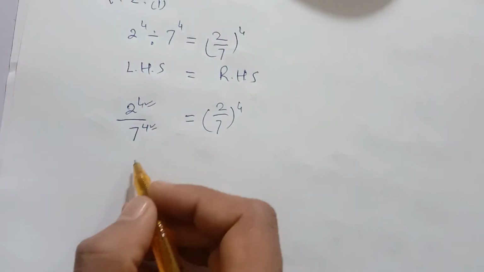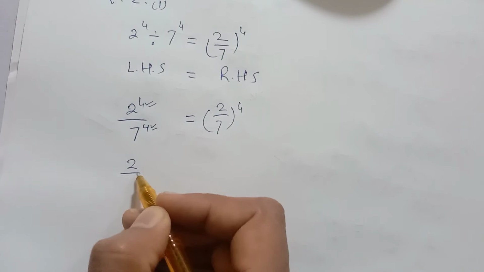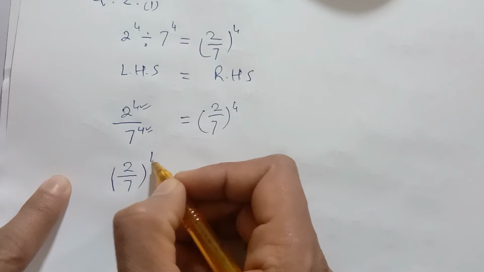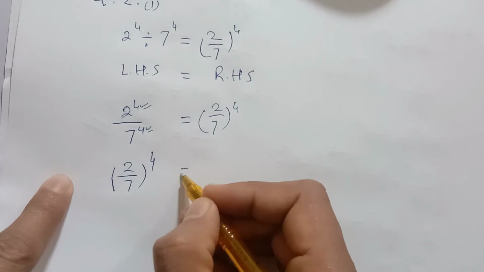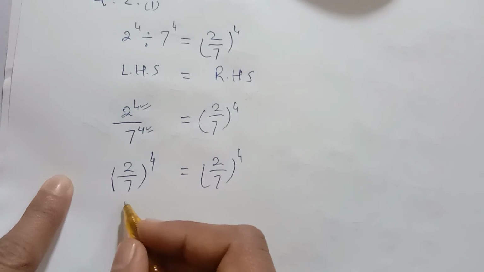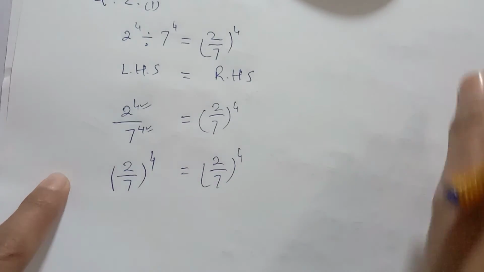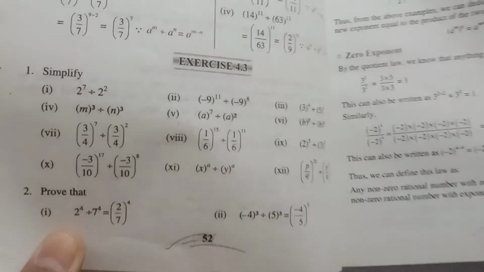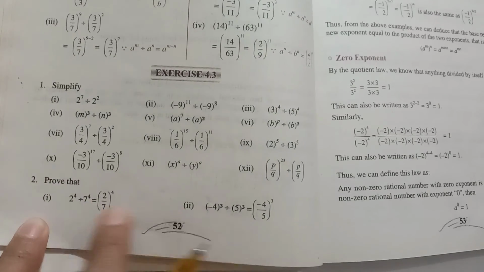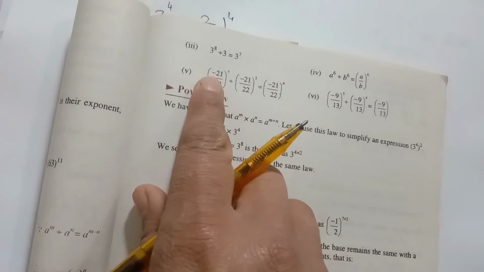Now when the bases are different but the exponents are the same, you have to write only one exponent. So here is the answer of this question: 2 over 7 whole power 4, and hence it is proved that the left hand side is equal to the right hand side. All the parts of question number 2, part number 1, part number 2, in exercise 4.3 are the same.